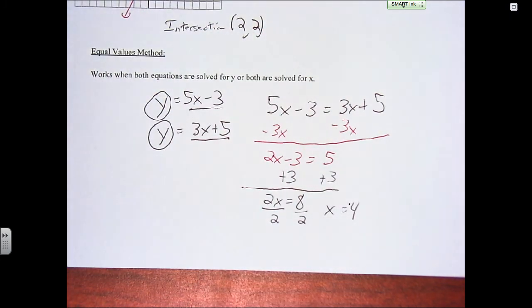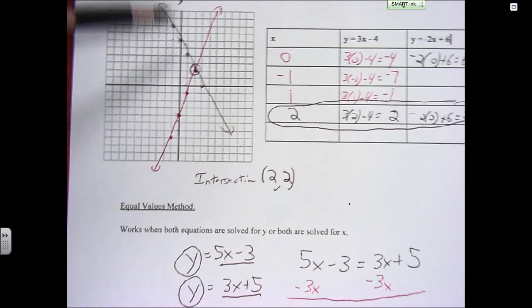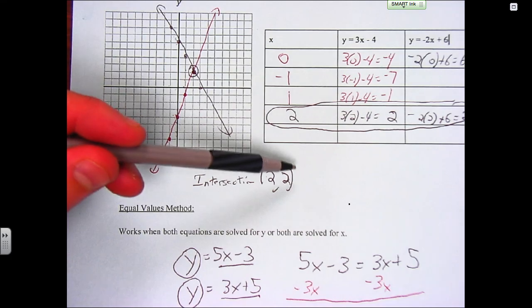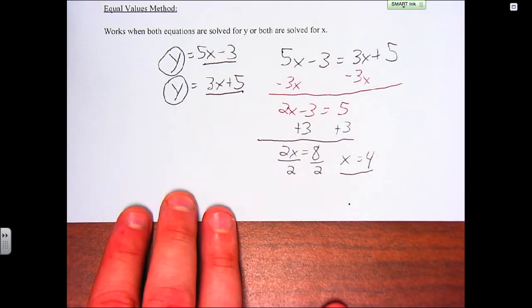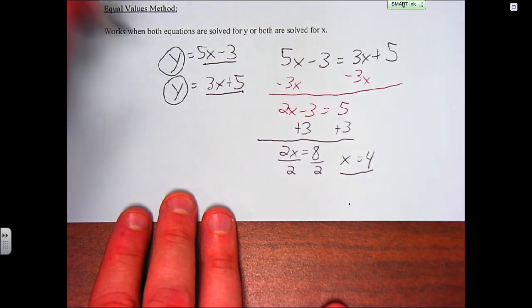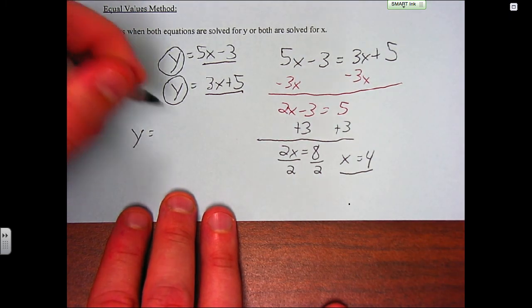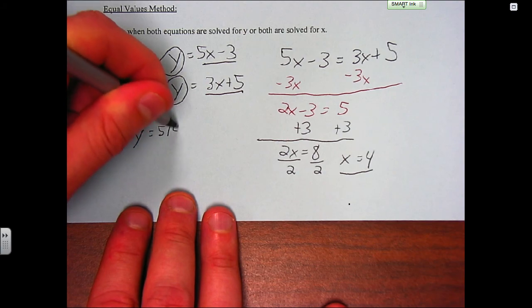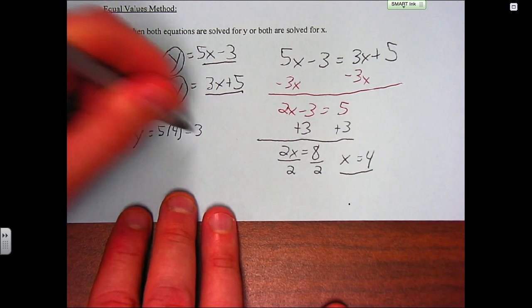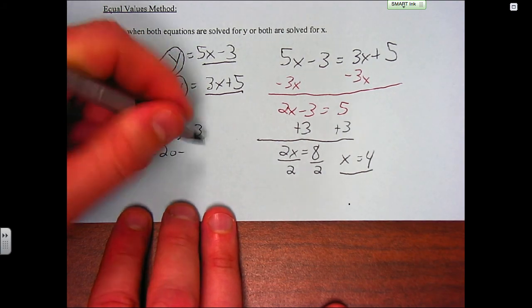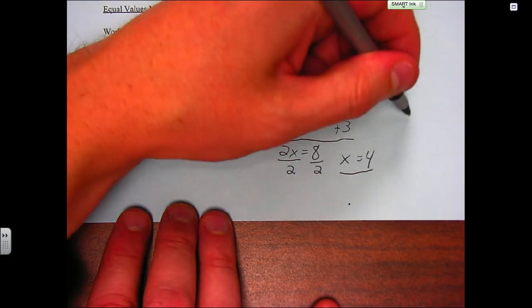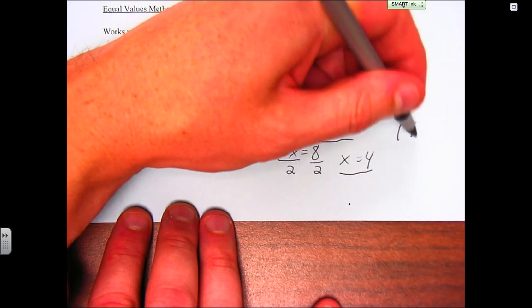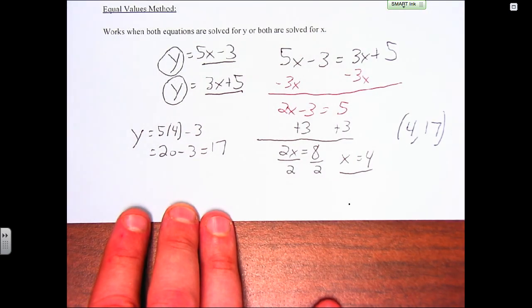And the important thing to remember is you're not done when you find x. Remember, these problems are about finding where lines cross. So you always need to give an x and a y. And so what I do now is I take the x that I just figured out and I plug it back into one of the equations. So I do 5 times 4 minus 3, which is 20 minus 3, which is 17. And so it looks like the answer is (4, 17).